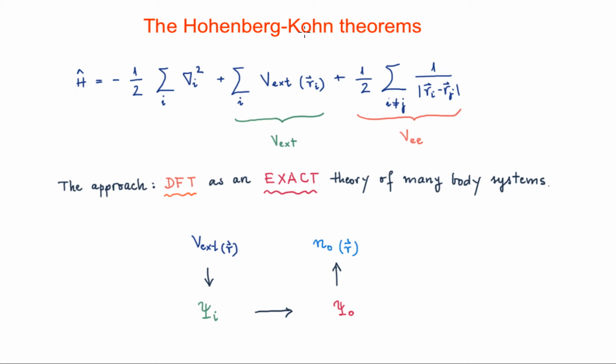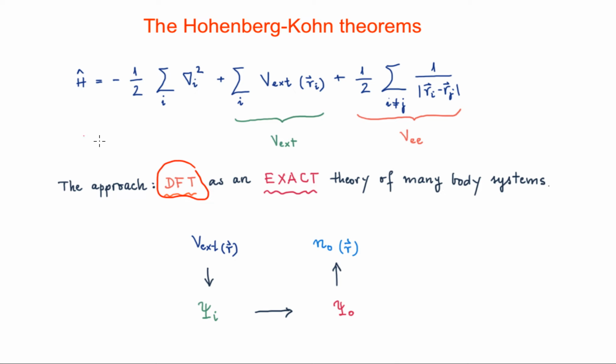Pierre Hohenberg and Walter Kohn in 1964 published two theorems, establishing the basis for density functional theory. The electronic density can be considered a key ingredient determining the exact theory of a many-body system. In principle, it means that everything could be obtained just through the electronic density.